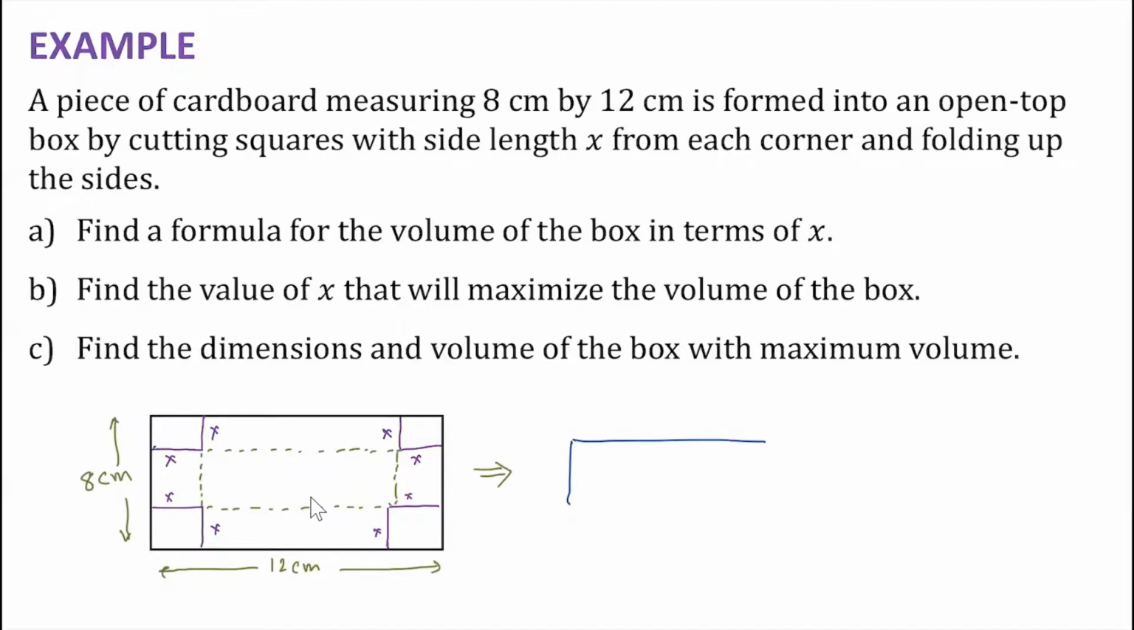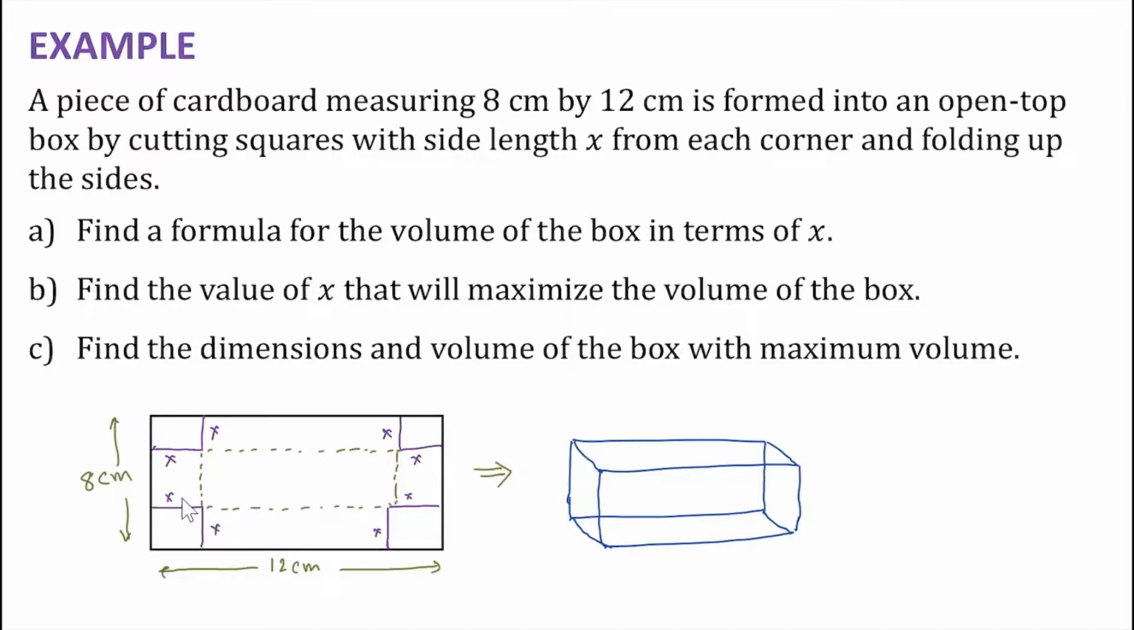Your box may look something like this. Let me draw. The top of the box is open, and we form a box like this. Now, if you look at the base of the box, the length of the box is from here up to here. The total length was 12. From this 12, x is removed here and x is removed here. So the length from here all the way up to here was 12.